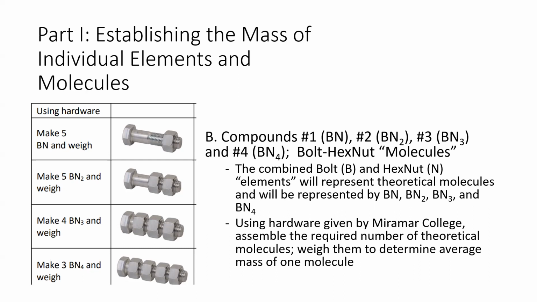So you want to make the maximum number that you can, given the number of bolts and hex nuts you were provided in your lab kit. And it will tell you in the table how many you should be able to make, right? Weigh as many as you can together and divide by the number that you weighed in order to get the average mass of those molecules.